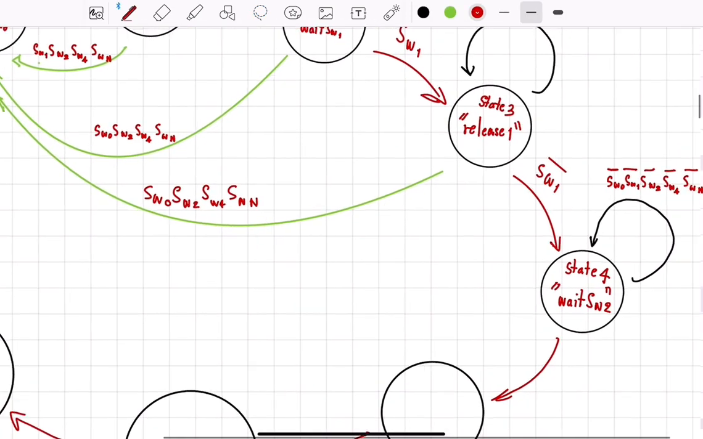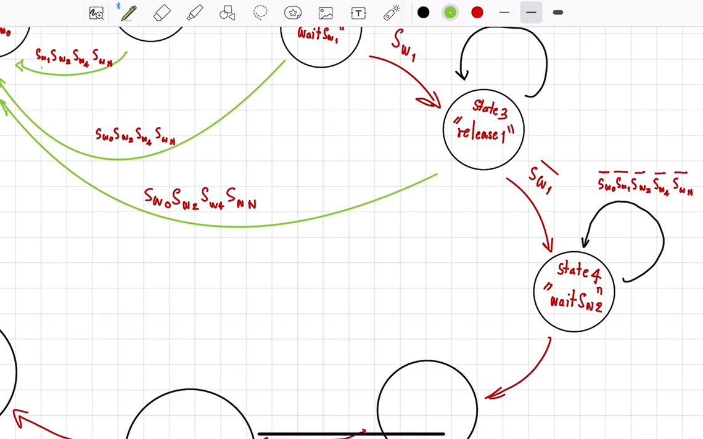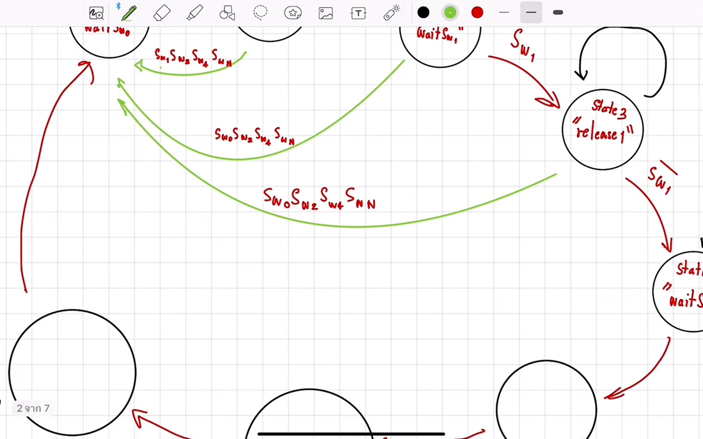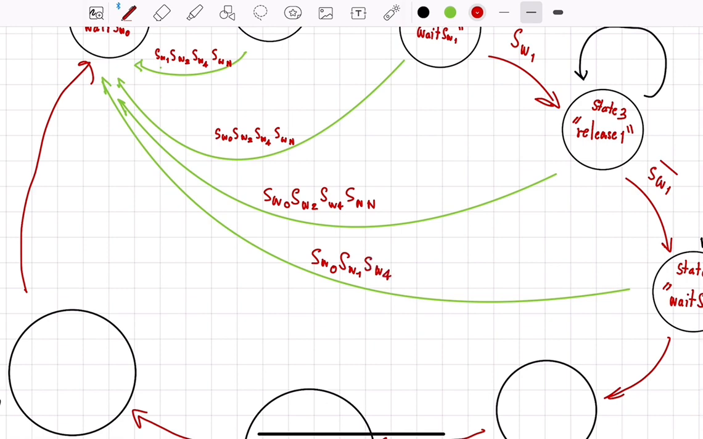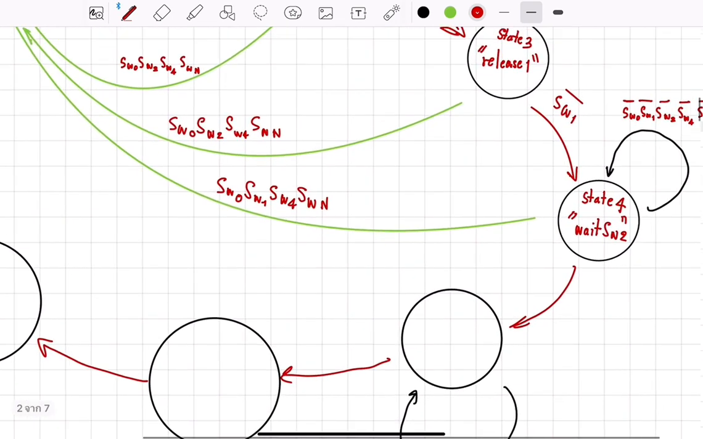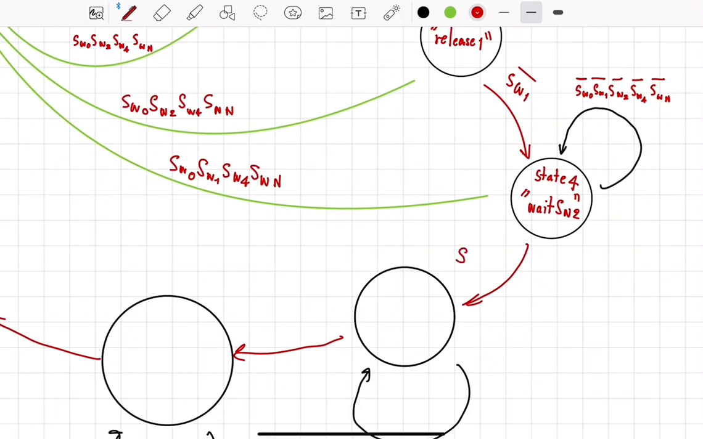When I put switch 0, switch 1, switch 4, switch N, I go to state 0. If I put switch 4, I go to state 5. State 5 means relay 4.